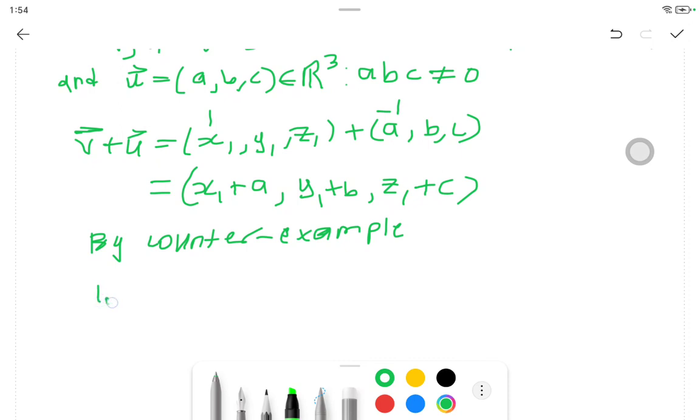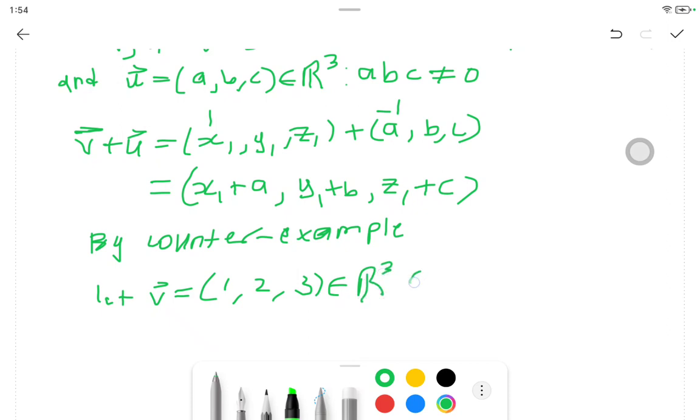So let's say I let v be equal to, I'm gonna pick 1, 2, 3. I must pick something such that when I multiply them I get 0. I'm just gonna pick anything. I'm allowed to do this.